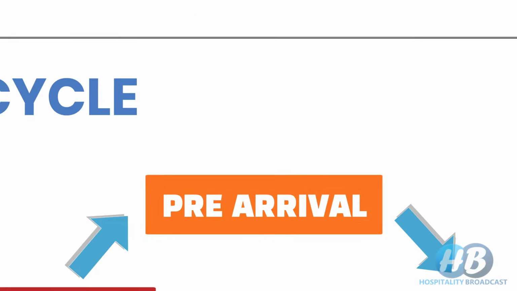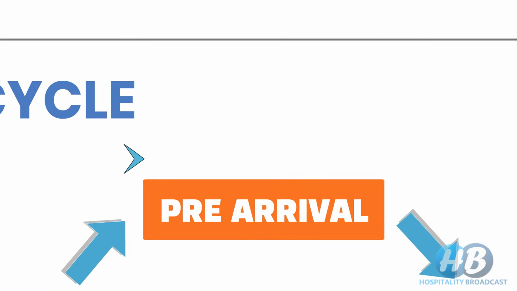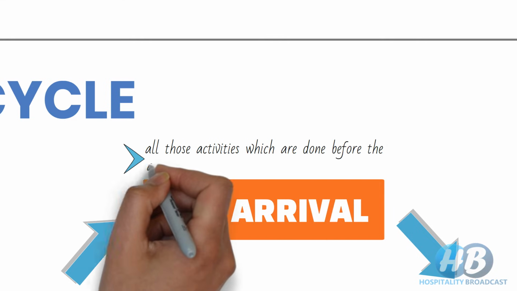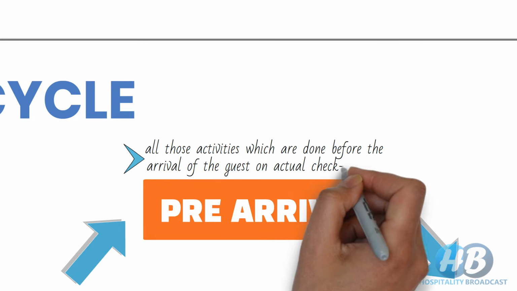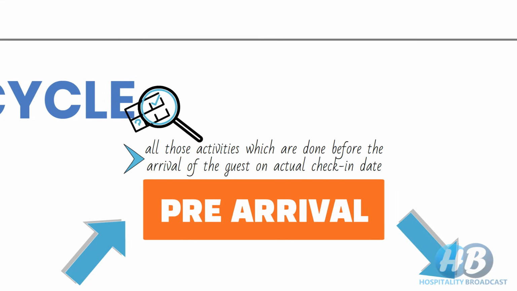The first stage is pre-arrival. Pre acts as a prefix which means before. So this stage involves all those activities which are done before the arrival of the guest in the hotel. At this stage, the guest searches for a hotel, evaluates his options, finally selects a hotel and books his room.